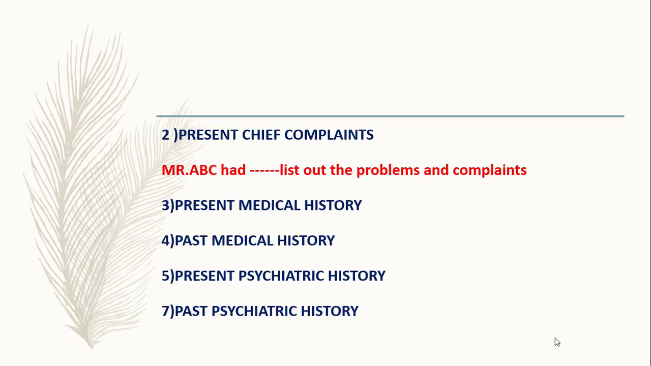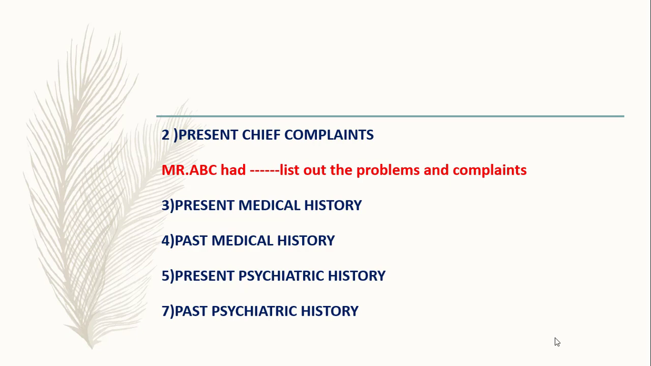After that, you have to write the heading present chief complaint. Under present chief complaint, you have to list out the problems and complaints of the patient. So you can formulate a paragraph there like Mr. ABC had, then list out the problems. These problems you can get from your case sheet and also from the patient's mouth and also from the informant's side. After listening to that, you can write the present chief complaints under that heading.